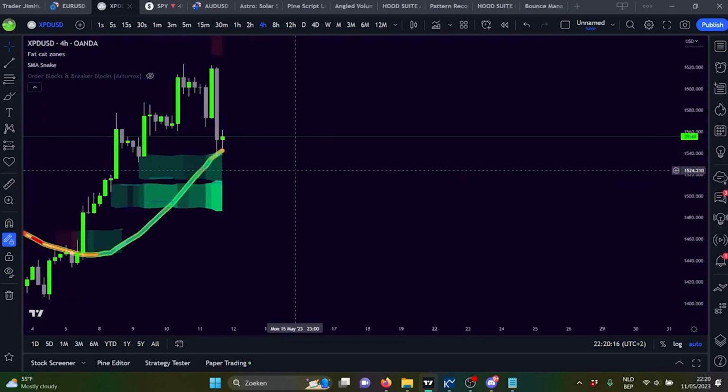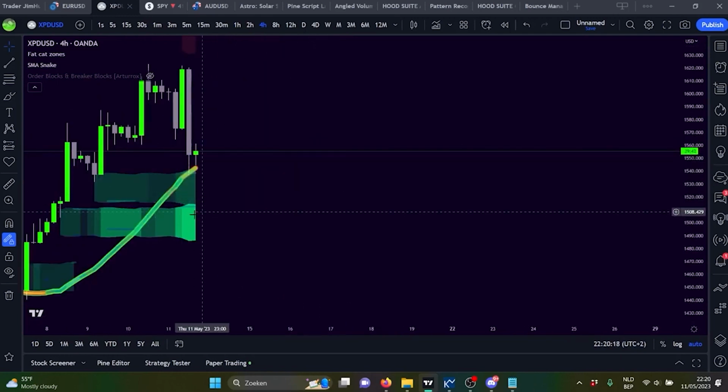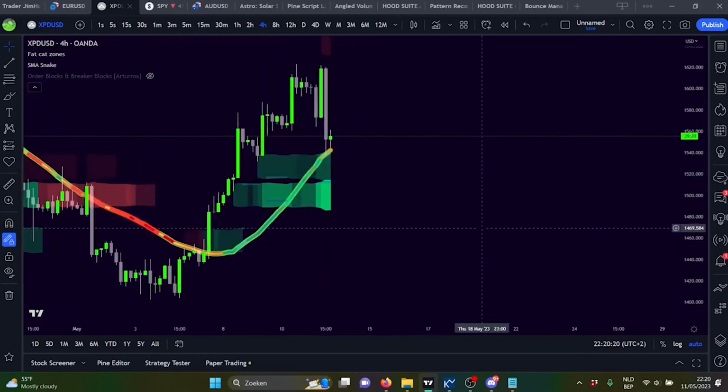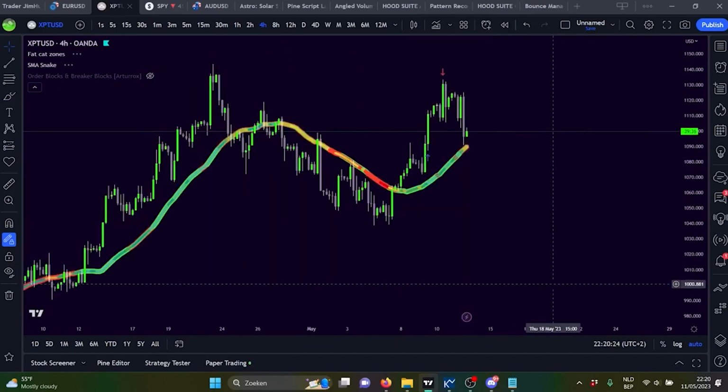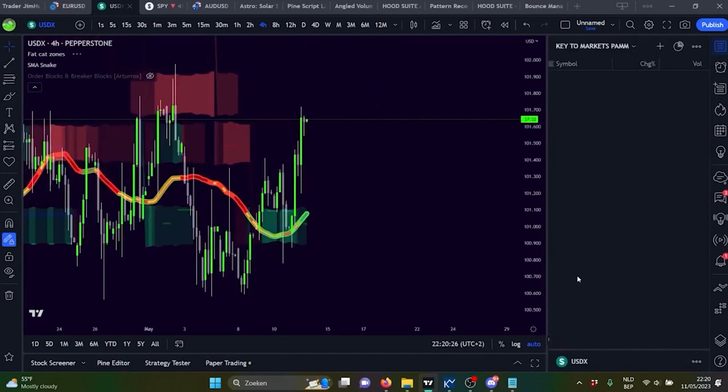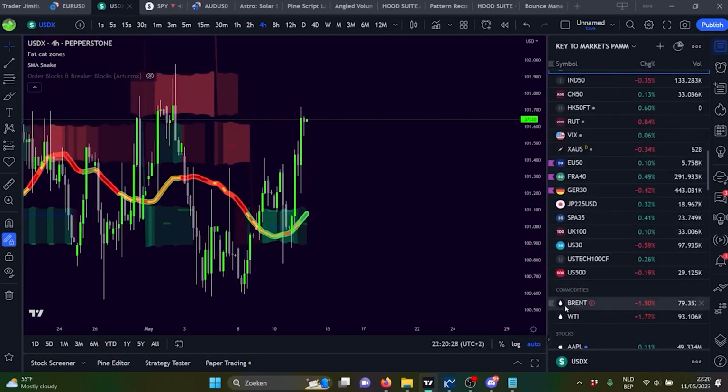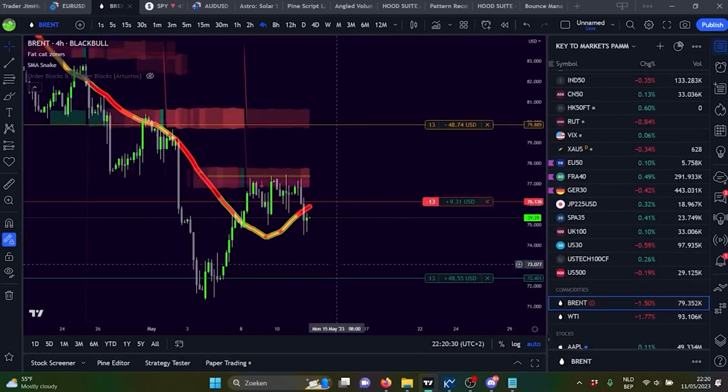Here I still want the price to move a bit more into these zones before it can rally to the upside. Okay, indexes, we are not trading that. Let's go to oil. Okay, this is looking very juicy.